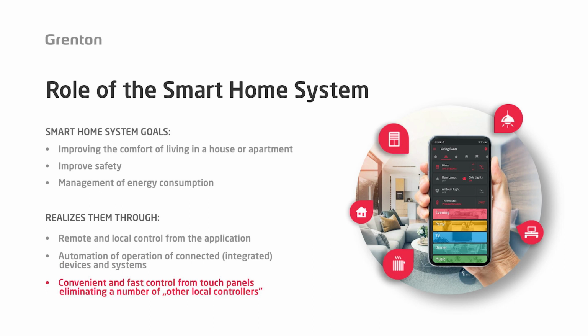You already know from the previous parts of the Grenton Academy that the main goals we set for smart home systems are, for example, improving security. The system, when it detects a flood, can automatically turn off the water supply to our home. It is also about optimal management of the energy used. The systems do this by using appropriate algorithms, for example, to control heating and, above all, improving the comfort of living in our homes.